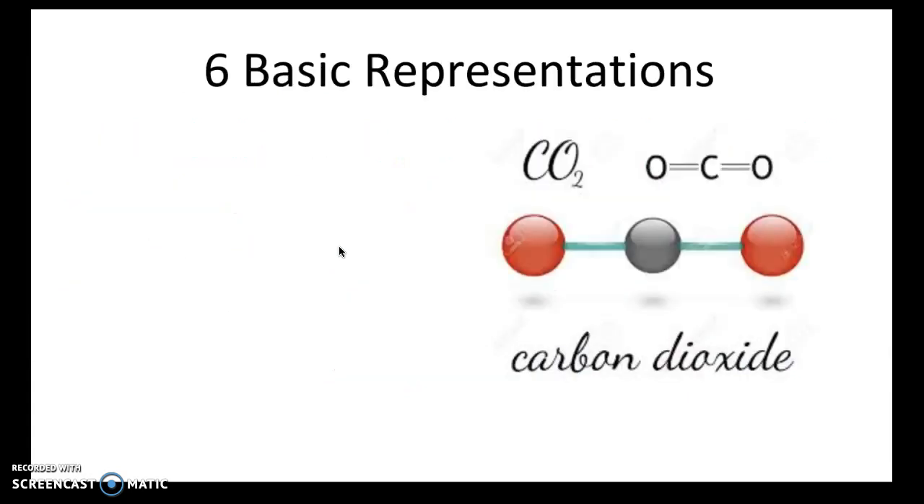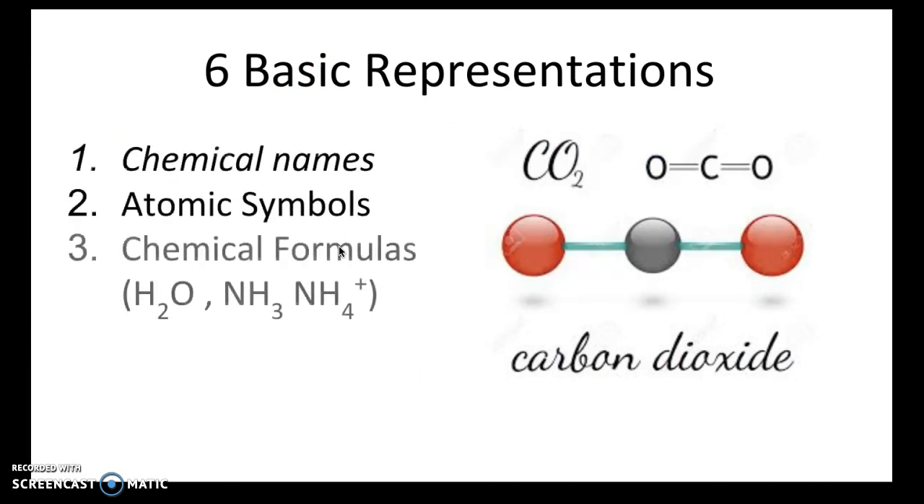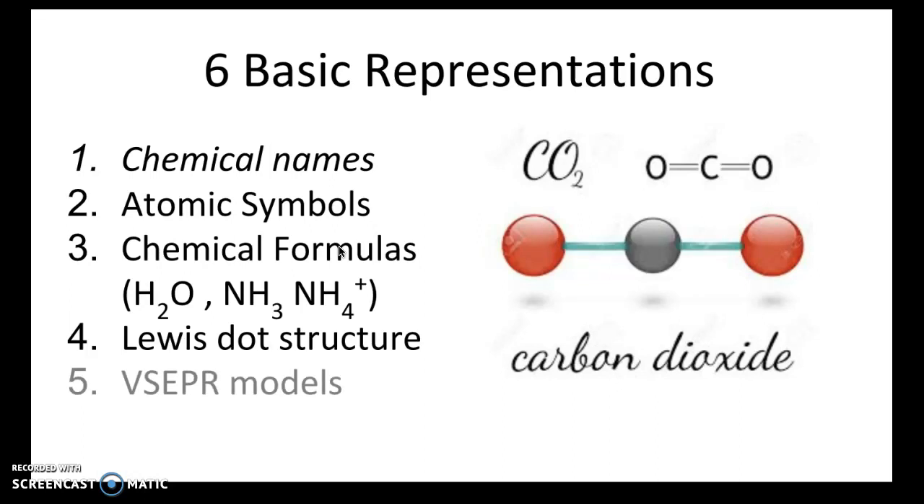All right, so we just went through in this series of videos the 6 basic representations. We covered atomic symbols, chemical formulas, Lewis dot structures, VSEPR models, and particle diagrams. All of these representations we will be using throughout the year to help us make sense of, understand, and explain chemistry. I hope you found this video helpful.